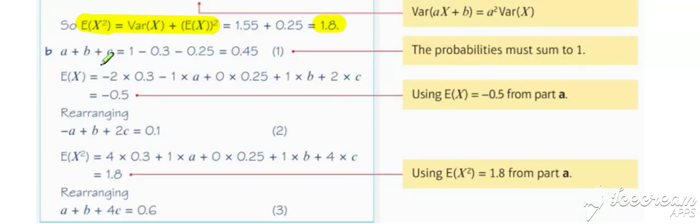Now part B, this is where we use our three bits of information. So we use the fact that our probabilities all add up to 1. We use the fact that the expected value of x, which is calculated by doing minus 2 times 0.3, minus 1 times a, 0 times 0.25, 1 times b, 2 times c. We use what we've worked out in the first part of the question, knowing that that's equal to minus 0.5. Okay, and that will give us our second equation.